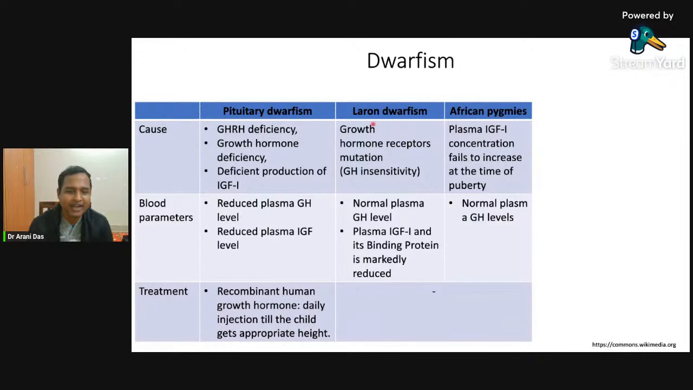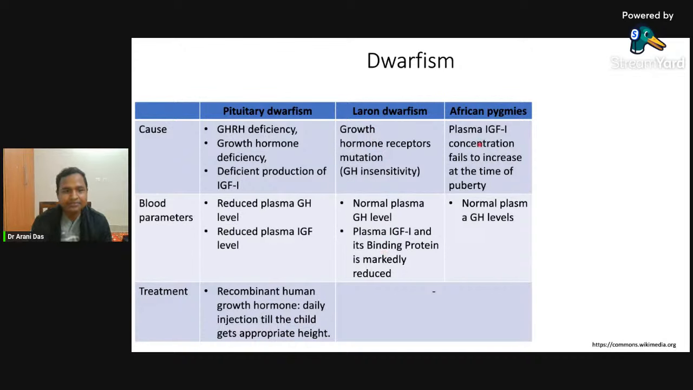So what happened there is growth hormone receptor mutation. There is a normal level of growth hormone available in the blood, but growth hormone cannot act because its receptors are insensitive. So that is called growth hormone insensitivity. What happens? Definitely dwarfism is there. Blood parameters show a normal growth hormone level, but the IGF-1 and its binding protein level is very reduced. That's how we identify what type of dwarfism it is.